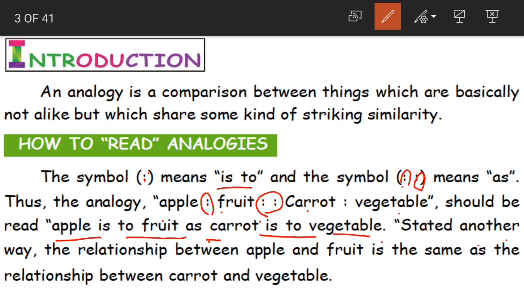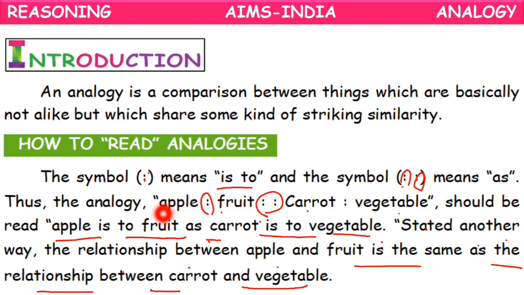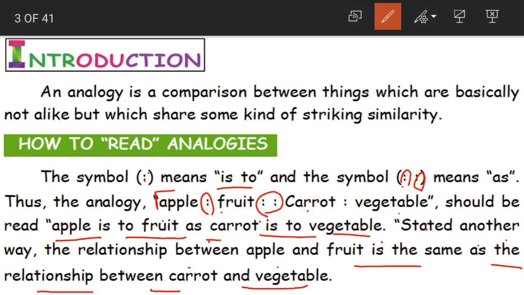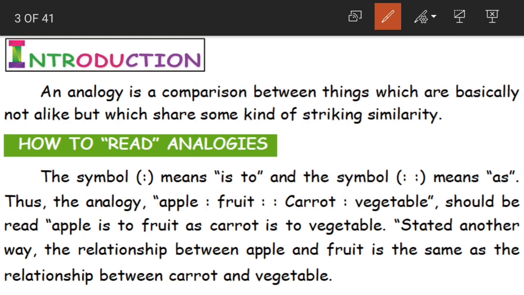Stated another way, the relationship between apple and fruit is the same as the relationship between carrot and vegetable. Yes, apple is a fruit and carrot is a vegetable. Both of the relationships are the same. What is the relationship? Apple is a fruit. In the same way, carrot is a vegetable.